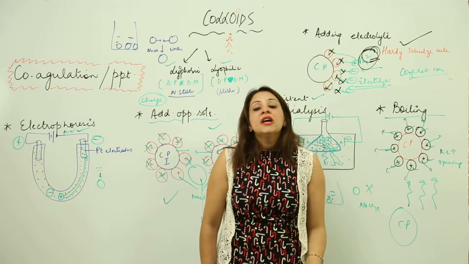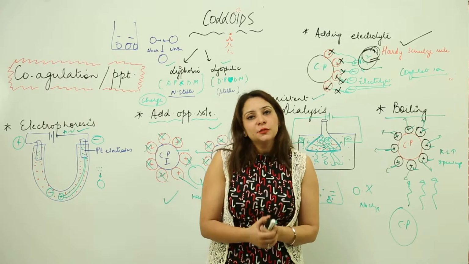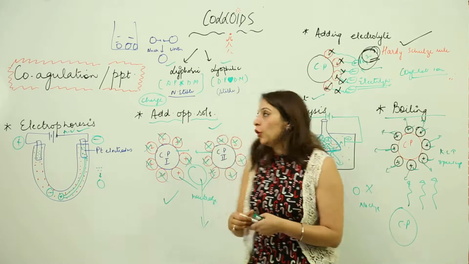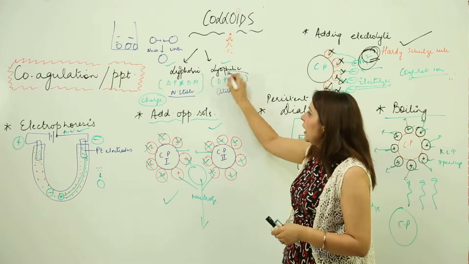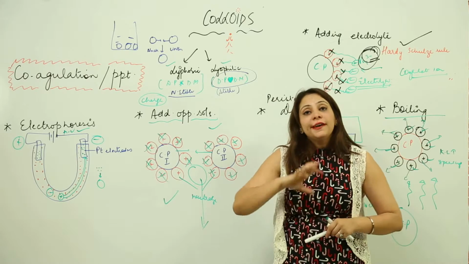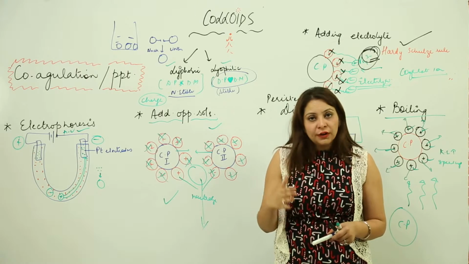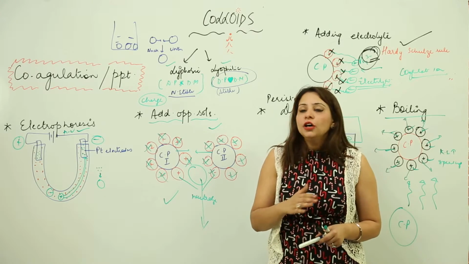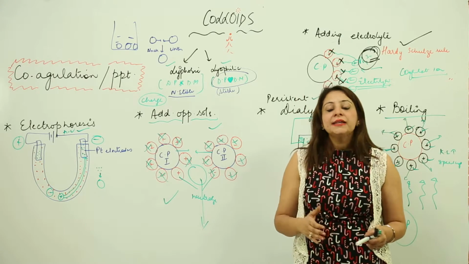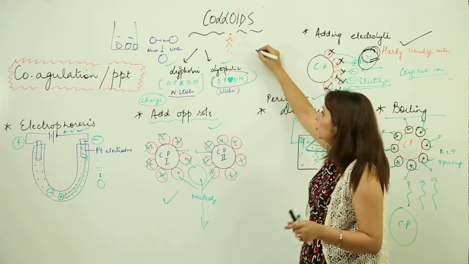As we all know, lyophilic sols have an affinity for each other, they actually love their dispersion medium. I have already written here, they have love for their dispersion medium and they are actually stable. So if we need to coagulate lyophilic sols, can we coagulate lyophilic or not? Obviously we can do that, because we know that the reasons behind the stability of lyophilic sols are two.